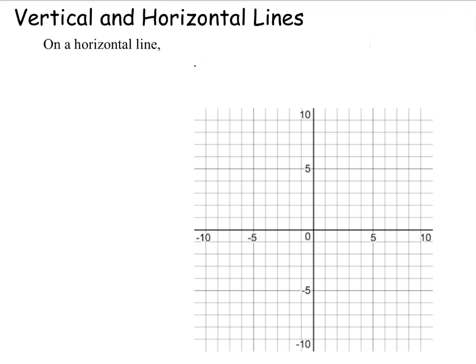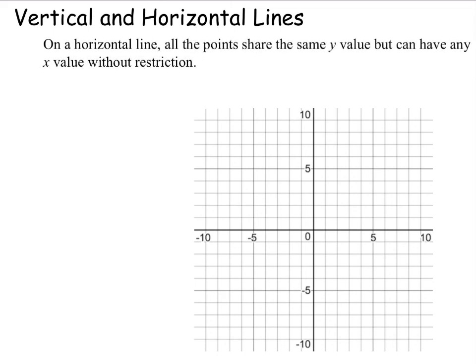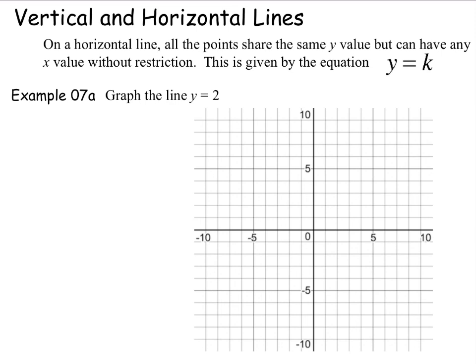On a horizontal line, all the points share the same y value, but can have any x value without restriction. This is given by the equation y equals k. For example, graph the line y equals 2. We pick some points that we know are on the line. Any 2 will do, but we know that each must have a y value of 2. Let's try, say, 0, 2 and 1, 2. Then we connect them and voila, a horizontal line results.